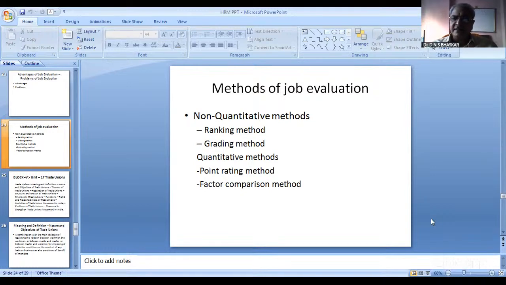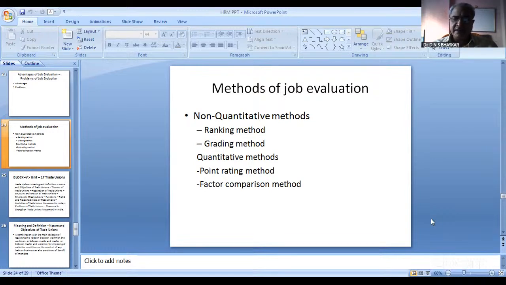So they will select different types of jobs, say for example, 20 jobs, 25 jobs, and they will set standards for the jobs. That means setting standards means under each job, what is the criteria? Then the committee selects certain factors or criteria to judge the other jobs. So the committee selects certain characteristics or factors which are common for all the jobs, as I told you. Then, once key jobs are identified and factors are also identified, committee members rank the jobs in sequence.